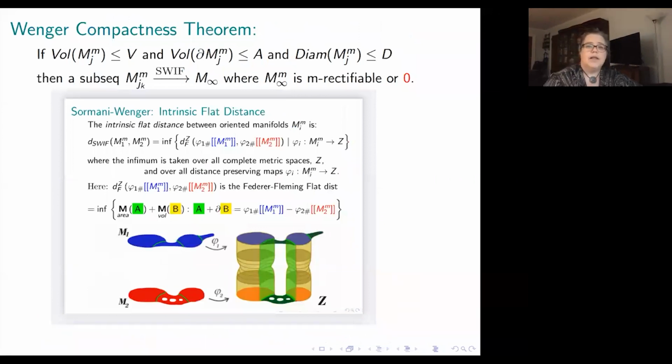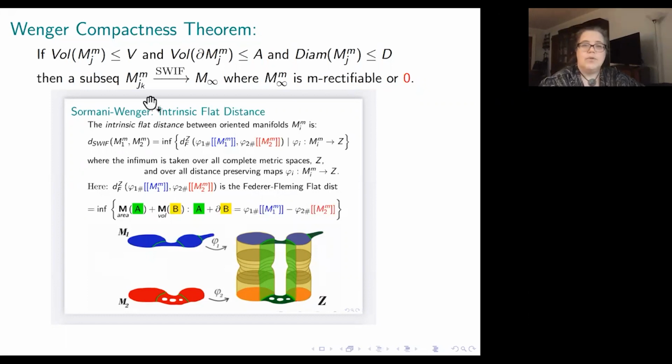All right, so then we continue here. There's Wenger's compactness theorem. This is in another paper. He assumes that if you have a sequence of Riemannian manifolds of the same dimension, and if you assume the volume of the manifolds and the volumes of the boundaries are uniformly bounded above, and the diameter is uniformly bounded above, then a subsequence Swift converges to a limit space, which is M-rectifiable. It's one of those integral current spaces we defined. Or it could be the zero integral current space. So I just want to emphasize, what does it mean to say that the limit space is the zero space? It means wherever you have these red M2s, we replace them with zero. So it's sort of saying that M1 fills itself in.